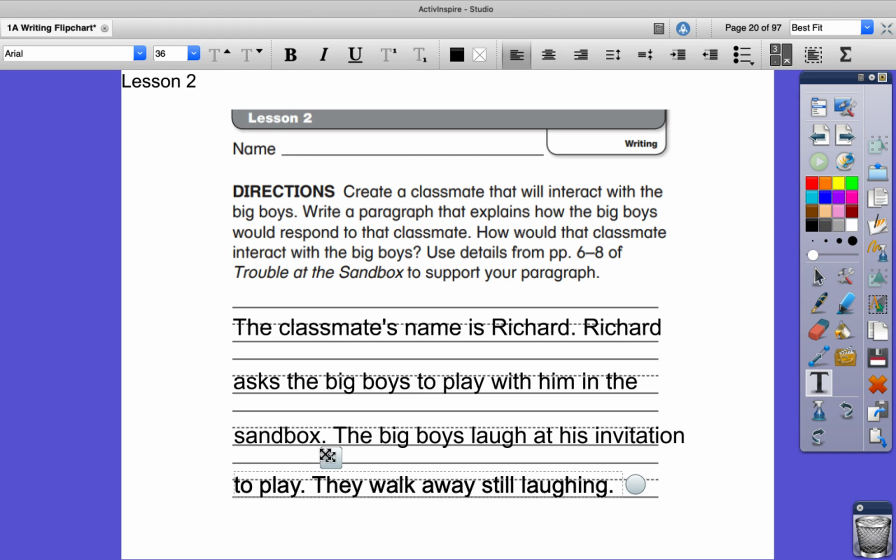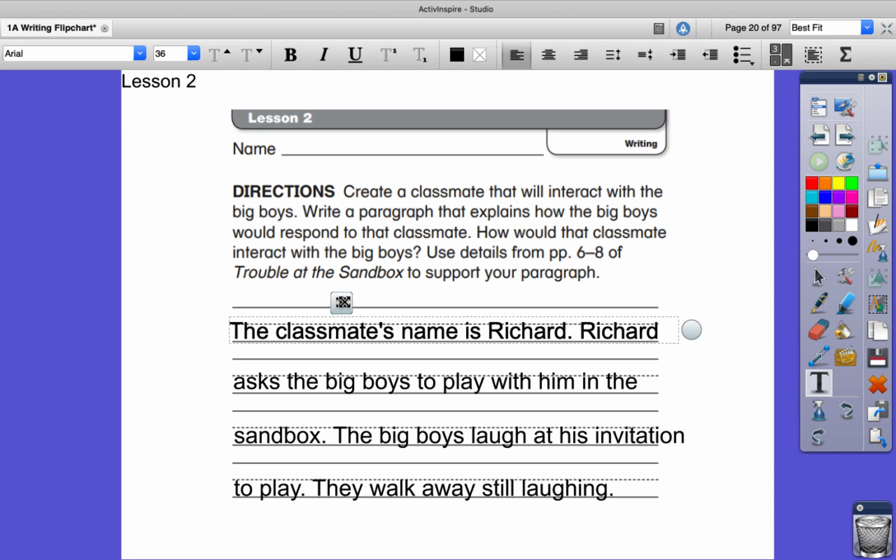Okay, so this is just one example to help you get started. So remember, under lesson 2 in your online writing journal, which is a Google Doc, you're going to create a classmate, explain how the big boys would respond to that classmate, and remember to go back to the text and use pages 6 to 8 of Trouble at the Sandbox.